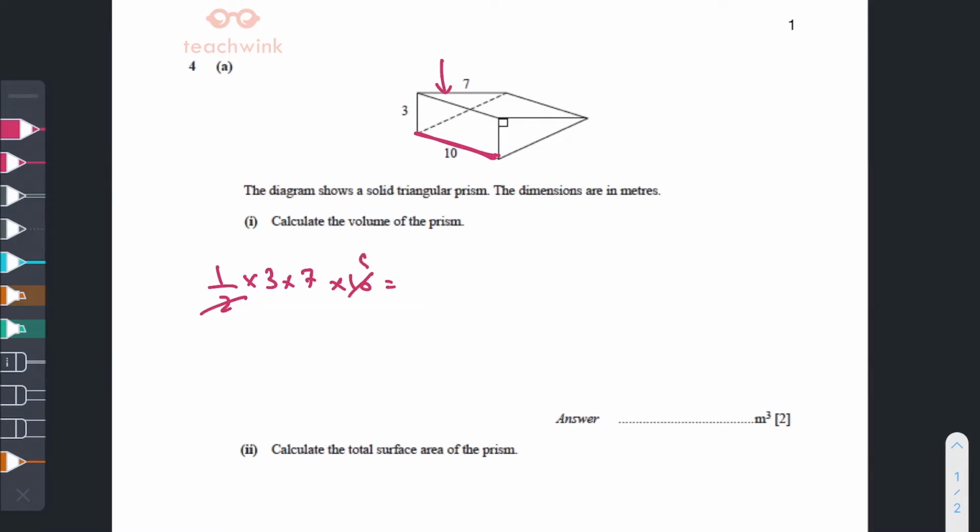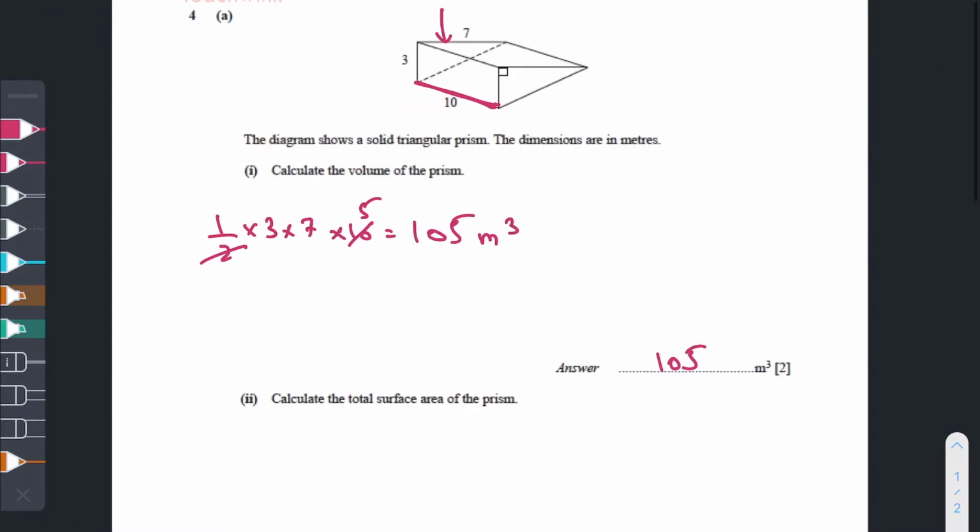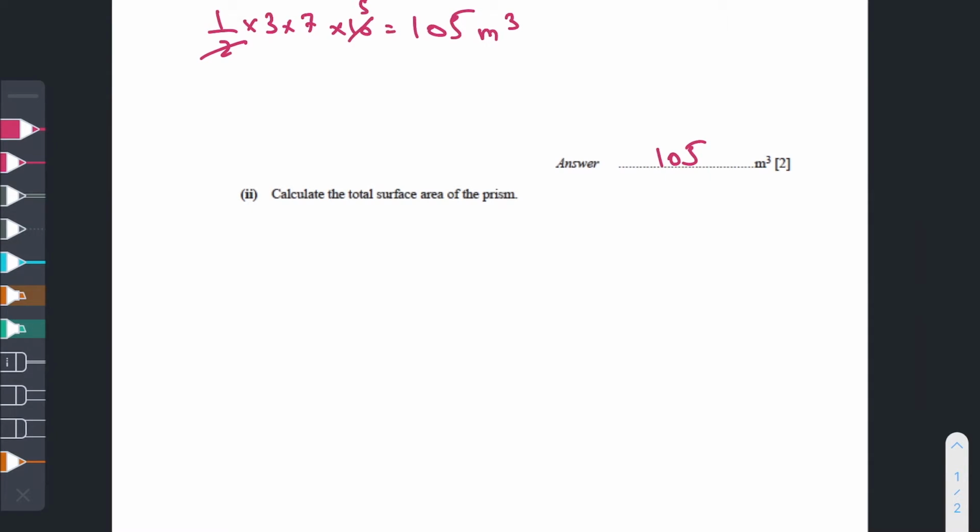You divide this, you get 5. 5 sevens are 35. 35 times 3 is 105 meters cube. That's the volume of this prism. The next part says calculate the total surface area of the prism.